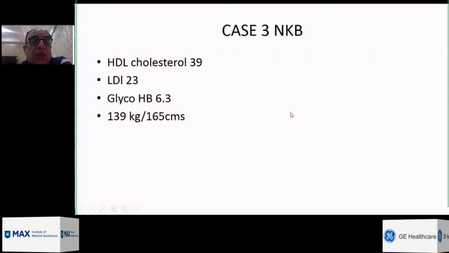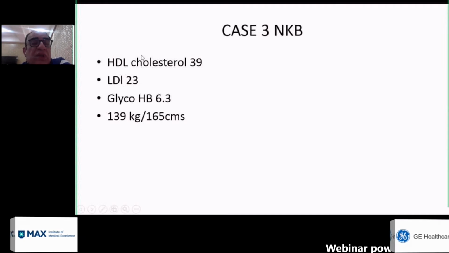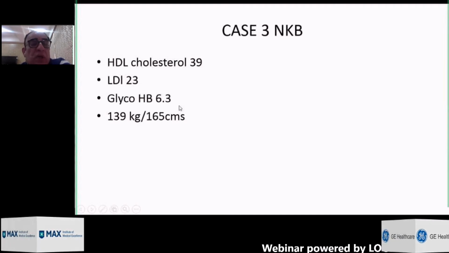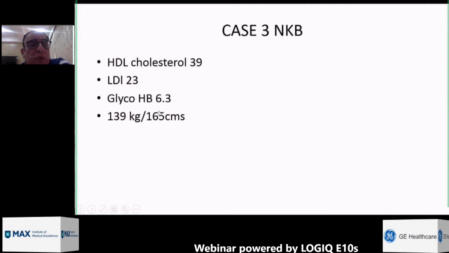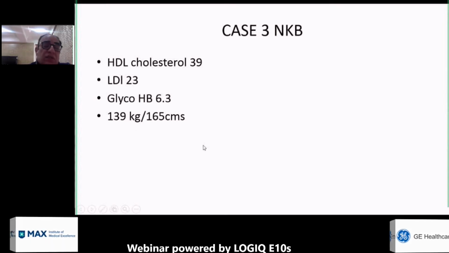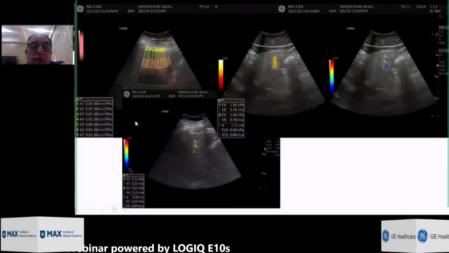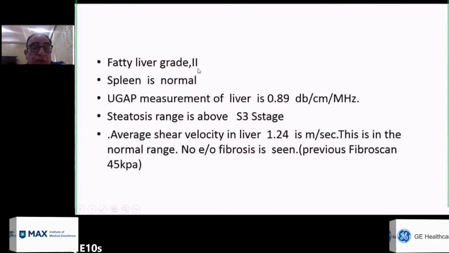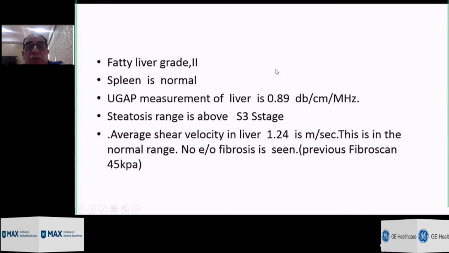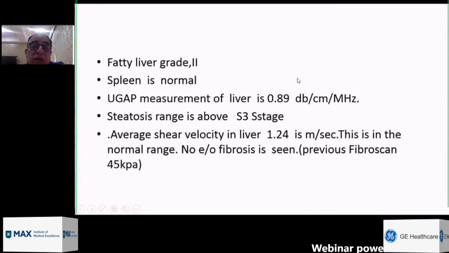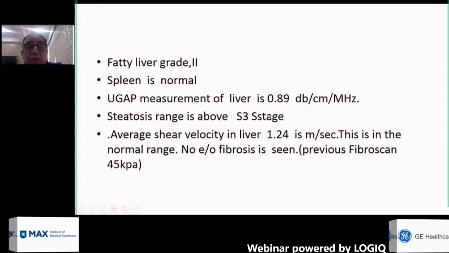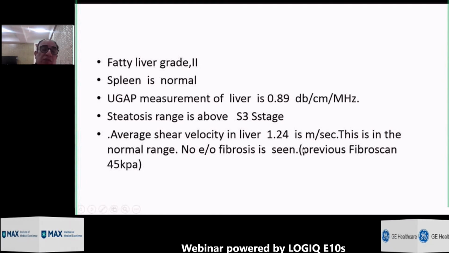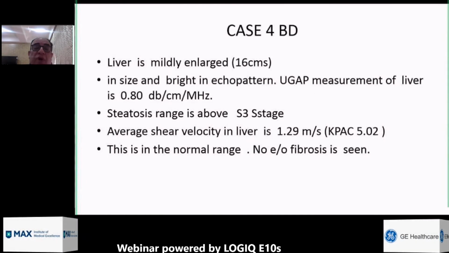Now this was case 3 with very low cholesterol values. Glycohemoglobin was high, and the patient was morbidly obese, 139 kgs. This was fatty liver grade 2, as we would earlier call it, but the UGAP measurement was 0.89, very, very high, above S3 stage, and the shear wave value was normal, so there was no fibrosis.